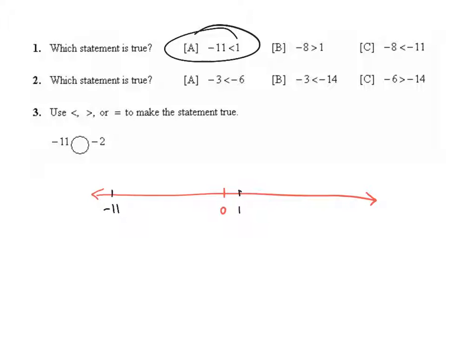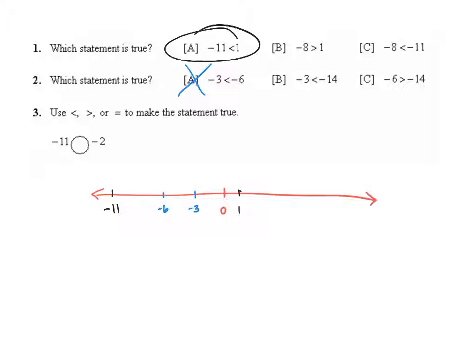Question 2, which statement is true? The first one says we're comparing negative 3 to negative 6. So here's approximately negative 3. And negative 6 is going to be farther to the left. So it's going to be somewhere over in here. Negative 6 is less than negative 3, which means negative 3 is greater than negative 6, so that is out.